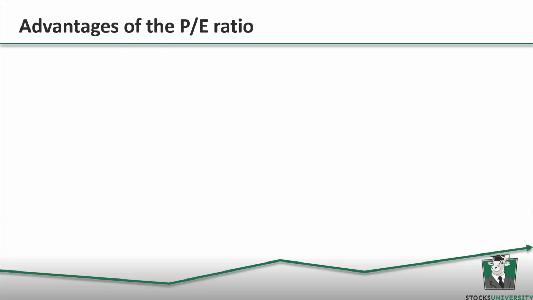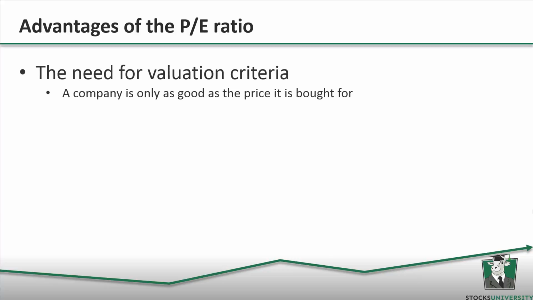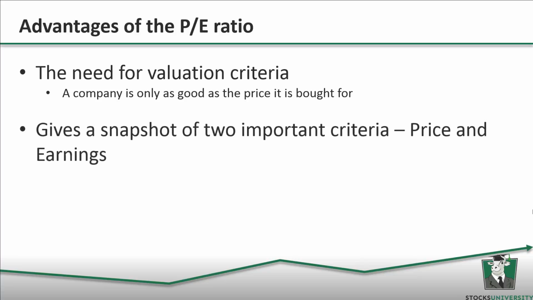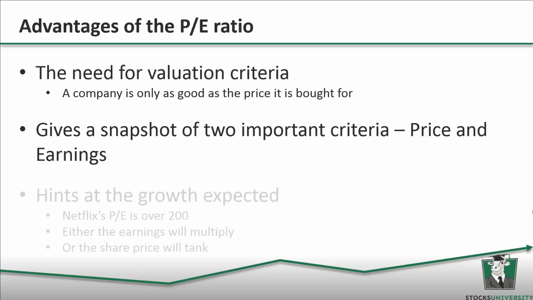As for advantages, well, we do need valuation criteria, don't we? The PE ratio's biggest asset is that it tries to help you with an assessment of a company's valuation. We always say that a company is only as good as the price you bought it for. A big advantage of the PE ratio is that it gives an investor a snapshot of two of the most important criteria in a company, its price and its earnings.